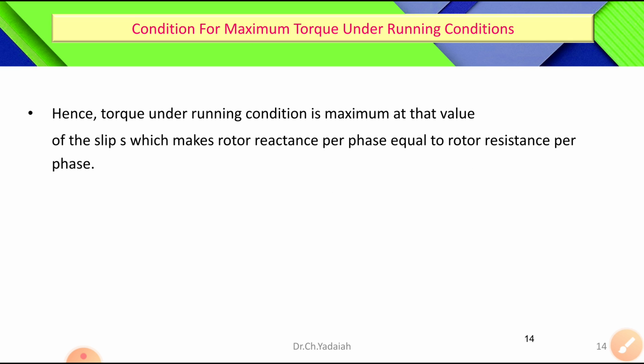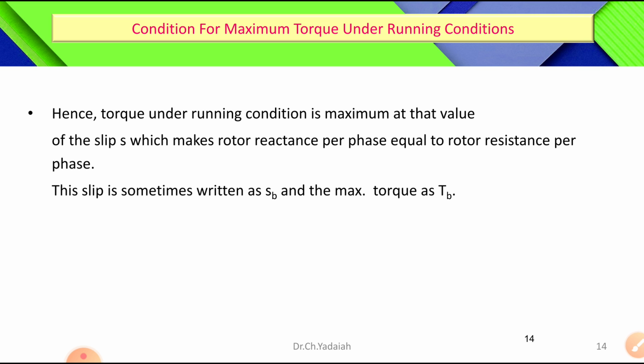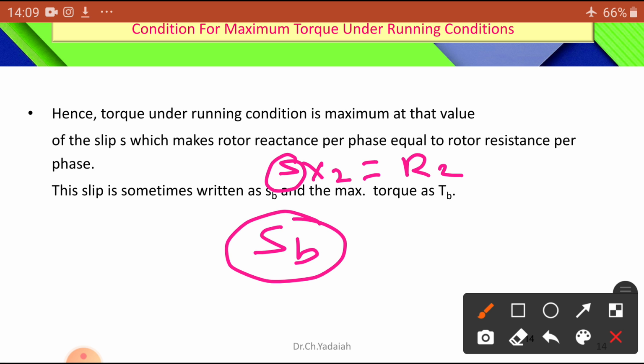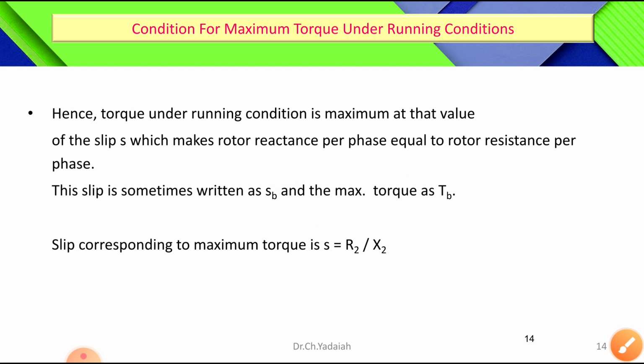Hence the torque under running condition is maximum at that value of the slip S which makes the rotor reactance per phase equal to the rotor resistance per phase. We already have seen that: S X2 equal to R2. The slip is sometimes written as S_b, that is the braking slip or slip at maximum torque, and the torque we can take as the maximum pull out torque. So what is the condition? The condition we have already seen.